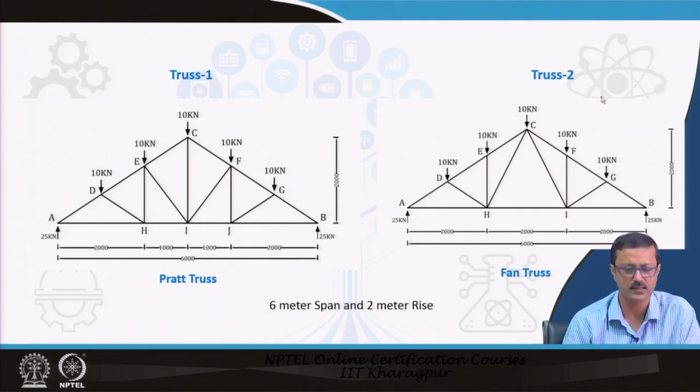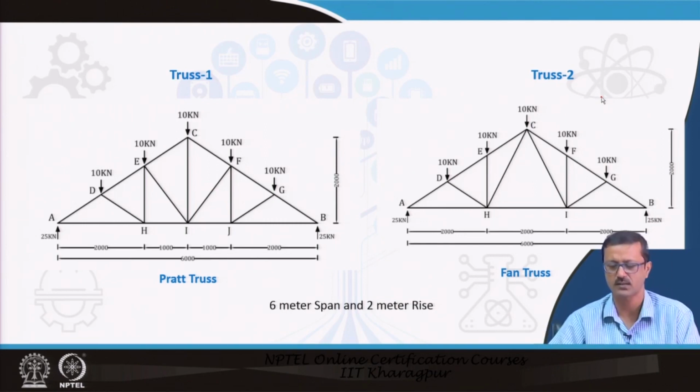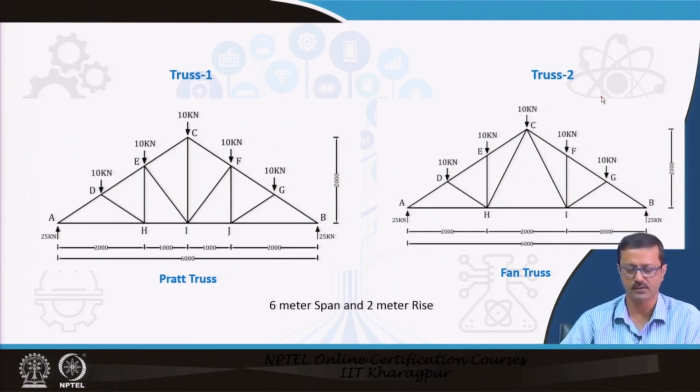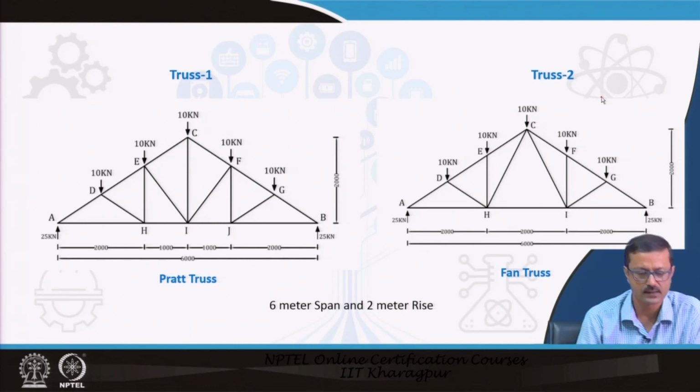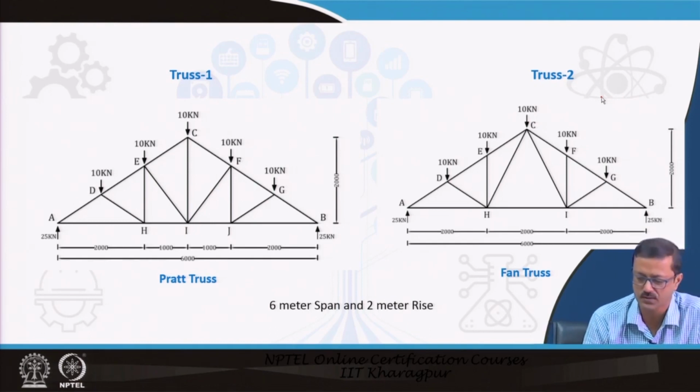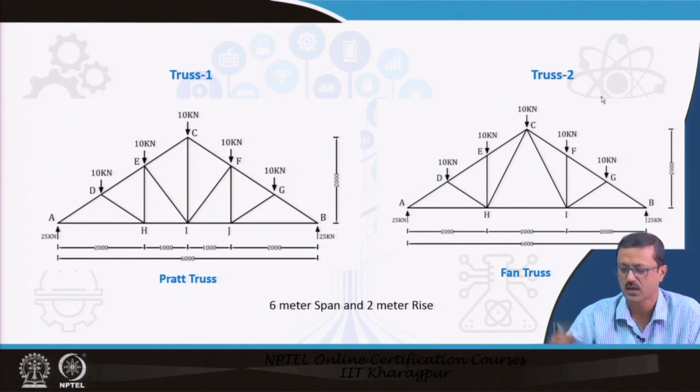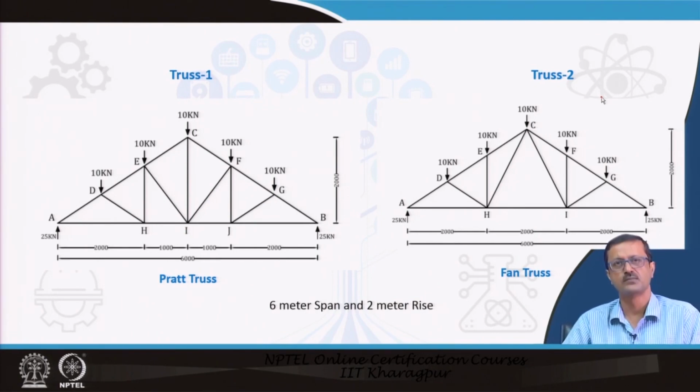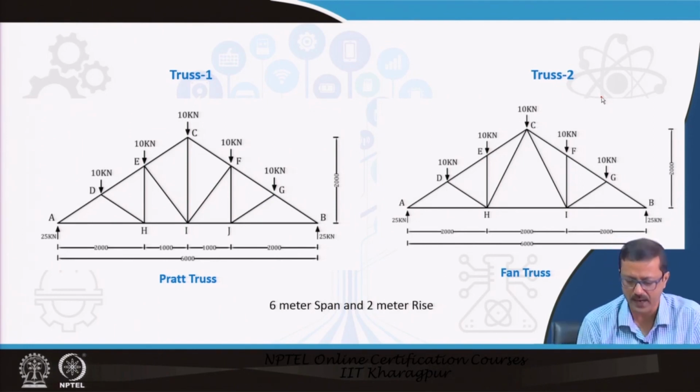In the first case, we have taken truss number 1 and truss number 2. One is the pad truss and the second one is the fan truss, and both have a 6-meter span and a 2-meter rise, and the loads are also very similar. The loads are all 50 kilonewton here, and this is also 50 kilonewton. Now let us see which one behaves better, or whether they are the same in nature. So, a 6 meter span and 2 meter rise.